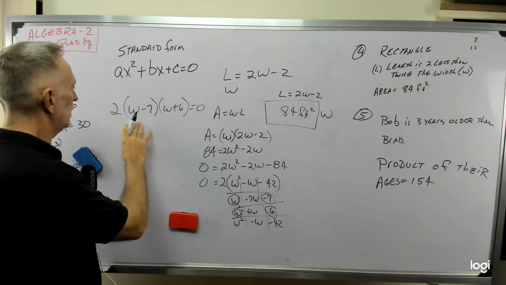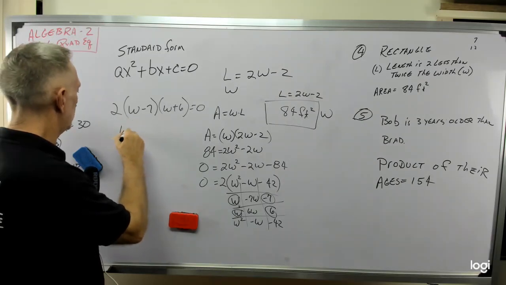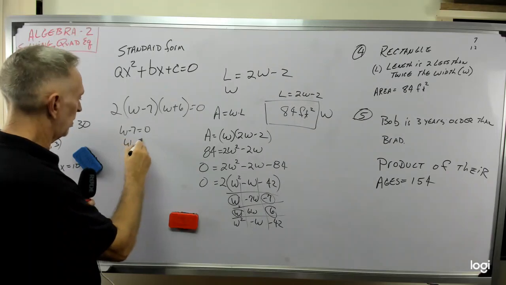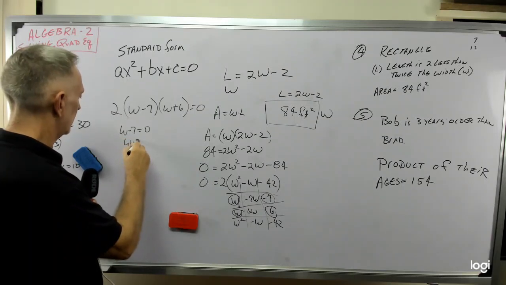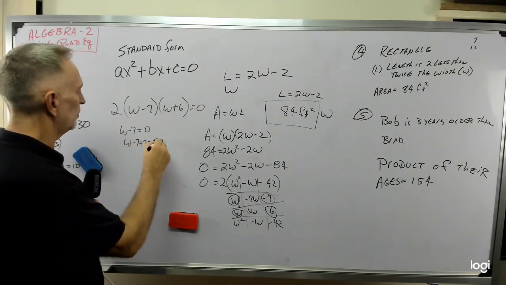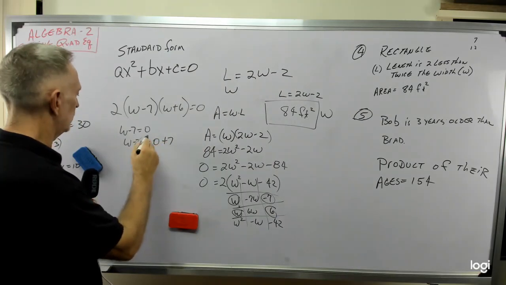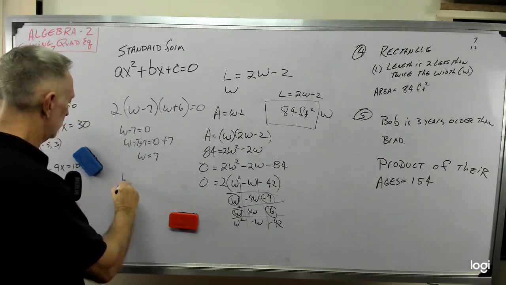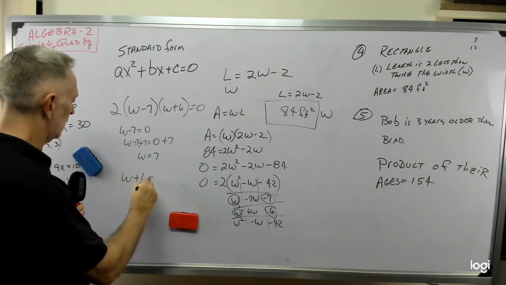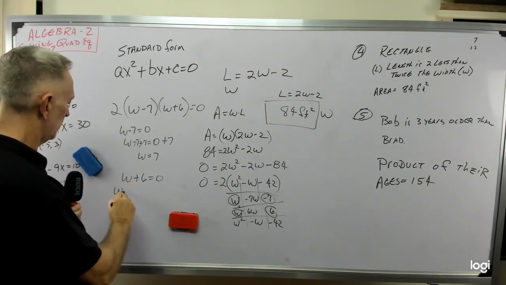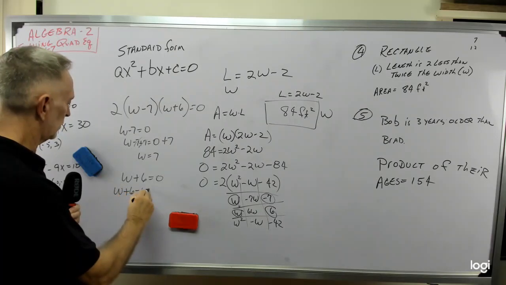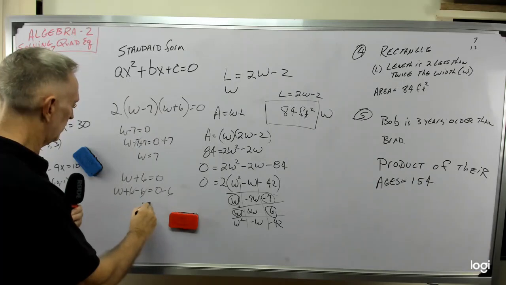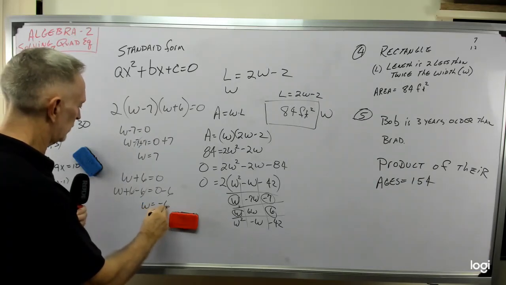So I can see that W minus 7 equals 0. W minus 7 plus 7: so minus 7 plus 7 equals 0, plus 7. These cancel. W equals 7. Now W plus 6 equals 0. W plus 6 minus 6 equals 0 minus 6. These cancel. W equals a negative 6.